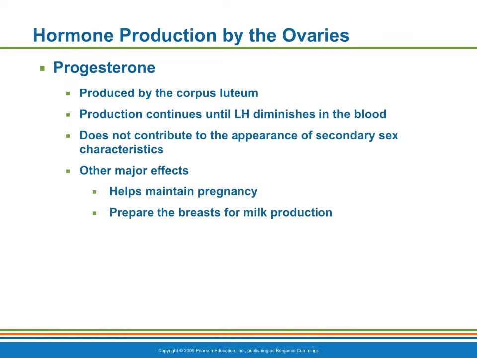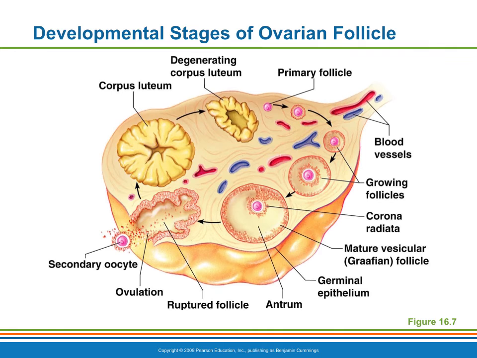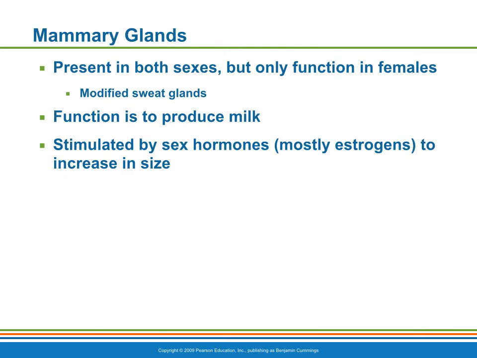This is produced by the corpus luteum. Remember, that is after the secondary oocyte breaks out of the follicle. It turns into the corpus luteum, which then produces progesterone. Production continues until luteinizing hormone diminishes in the blood, and then menses occurs. If not, then the progesterone is going to help maintain the pregnancy and also prepare the breast for milk production. So you can see again this.